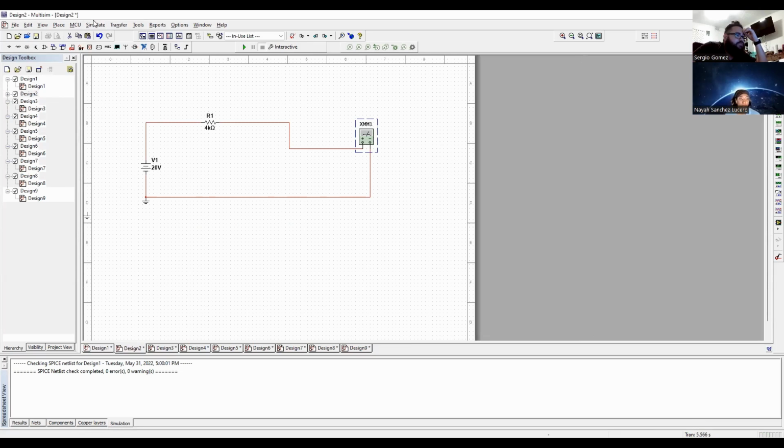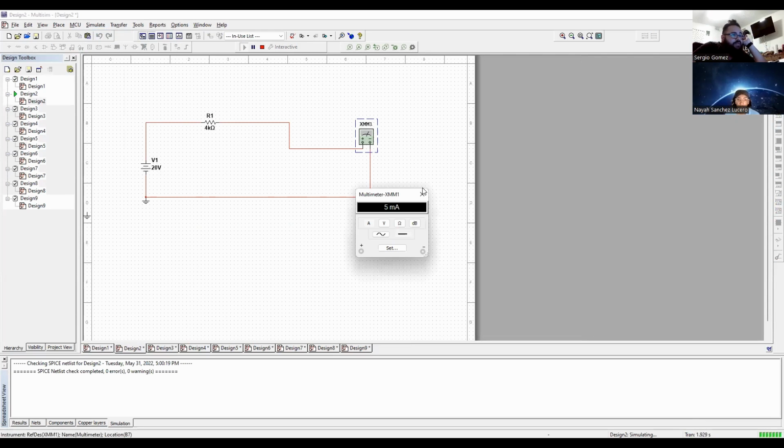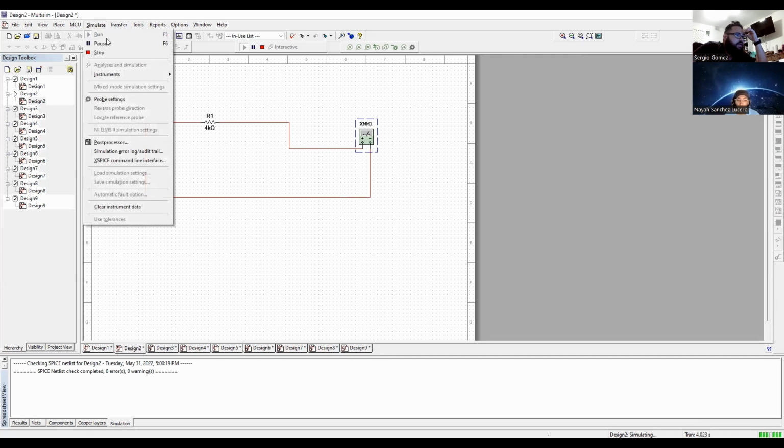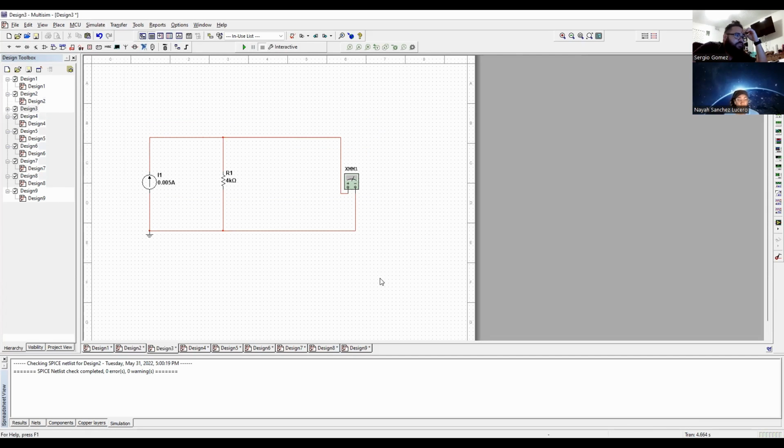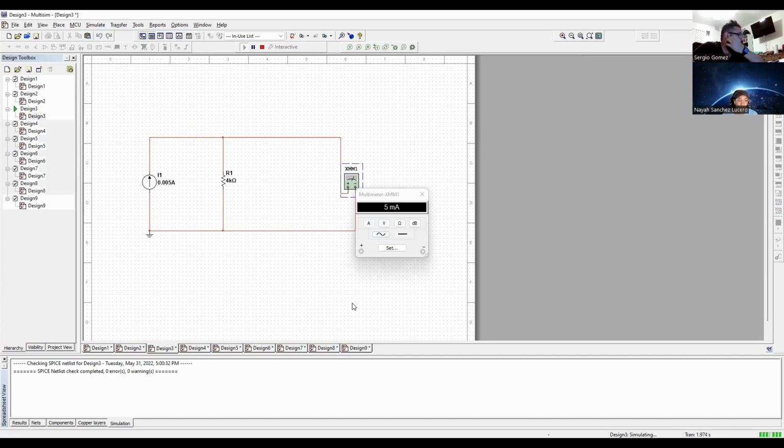If we do a simulation, you'll see that we end up with 5 milliamps. And then if we do the Norton simulation, we also end up with 5 milliamps. So these are all equivalent.